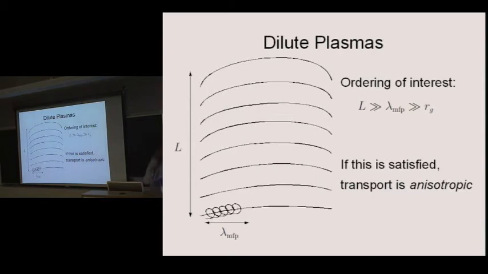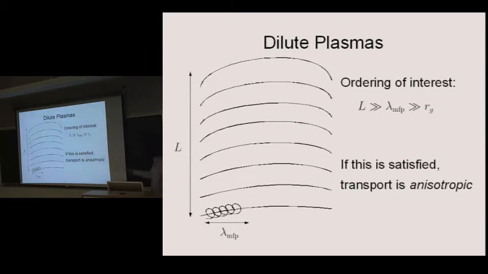And the ordering that I want to consider is one in which the gyro radius is very small in comparison to the mean free path. So here you have a particle gyrating, and it undergoes many gyrations before it undergoes a collision. However, I still want to be able to use the fluid equations. So for that to be true, I want the global length scale of the problem. So here the magnetic fields are kind of varying over this long length scale. That should still be much larger than this mean free path.